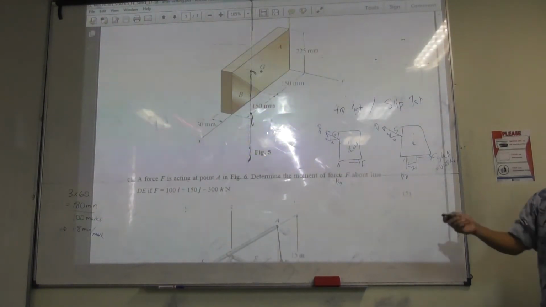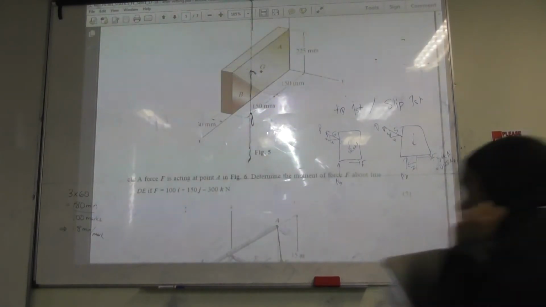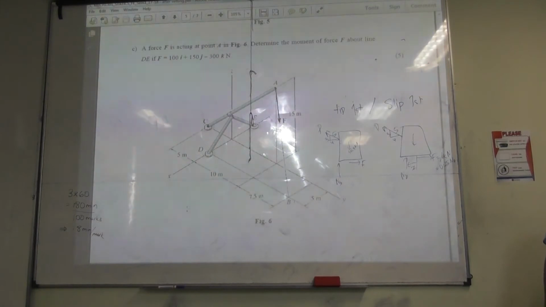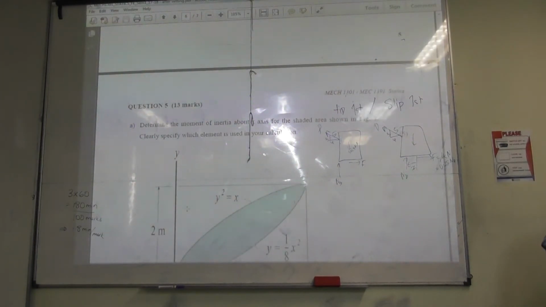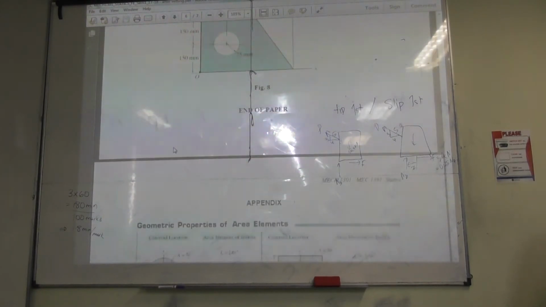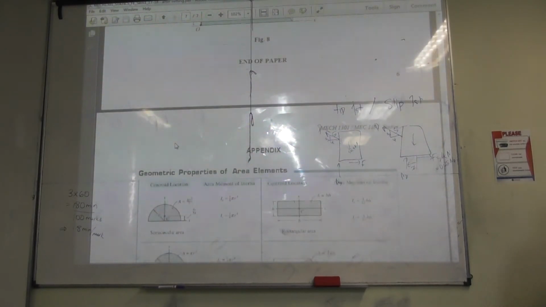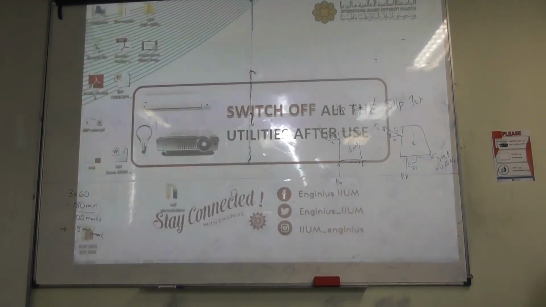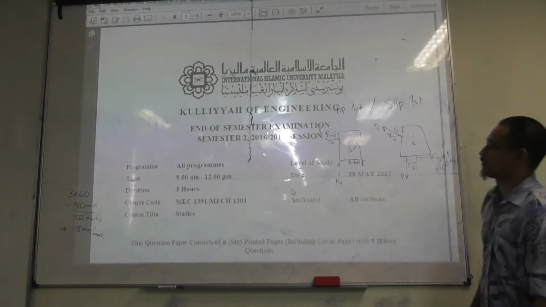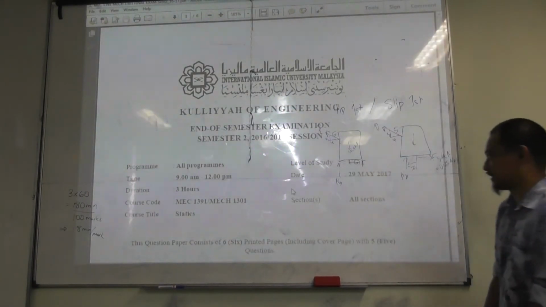So this is composite. Okay. Do you know how to solve this one? So moment. Okay. So we'll cover some of this next week if you want. So you have integration, you have composite. Okay. So the trend is. Alright, so this is semester 2, 2016-17.